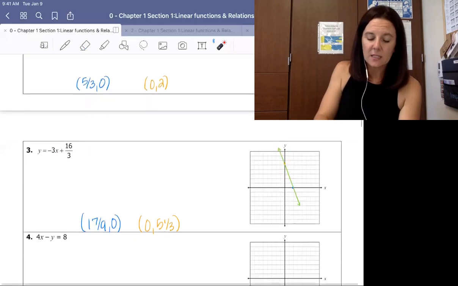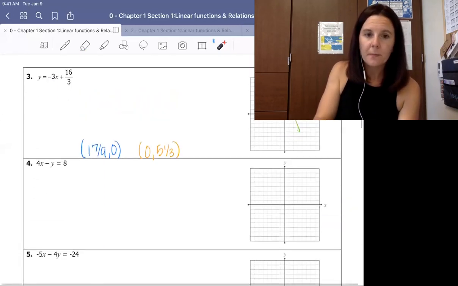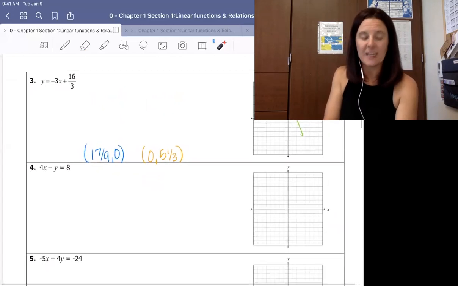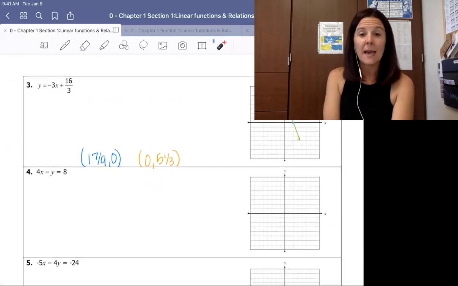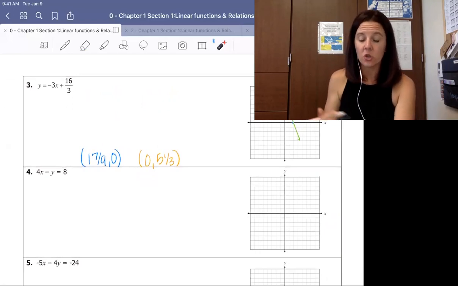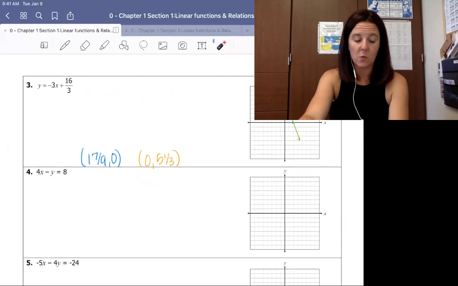Okay, we're going to do the next one together, number 4. On number 4, we have an equation. This one is not in slope-intercept form. It is in standard form. And there's also a little bit of a shortcut when we're in standard form, and I will show it to you after we work through this process once.